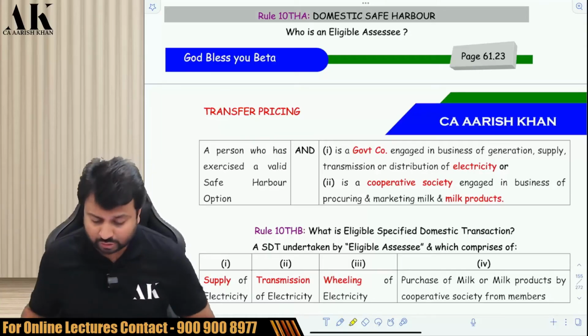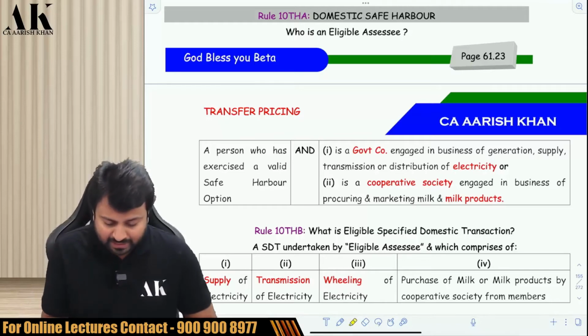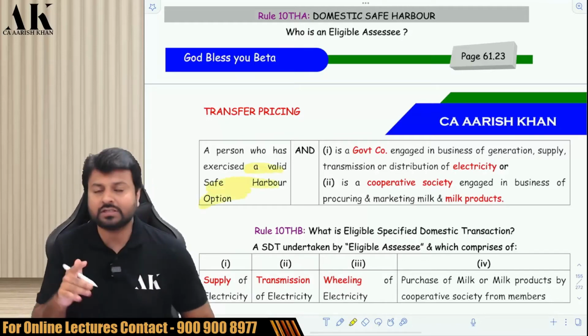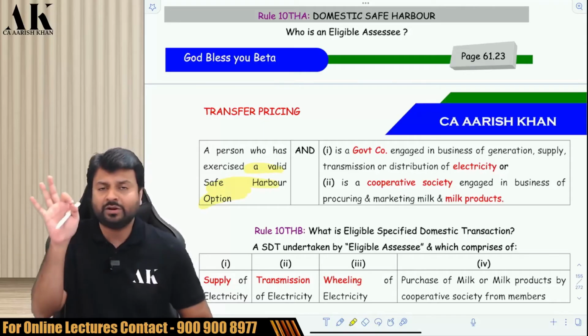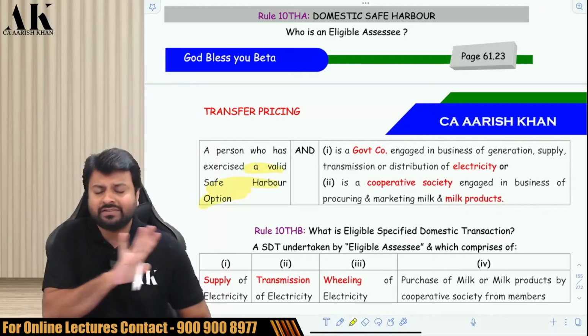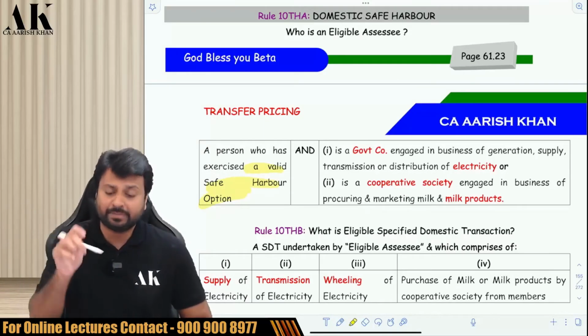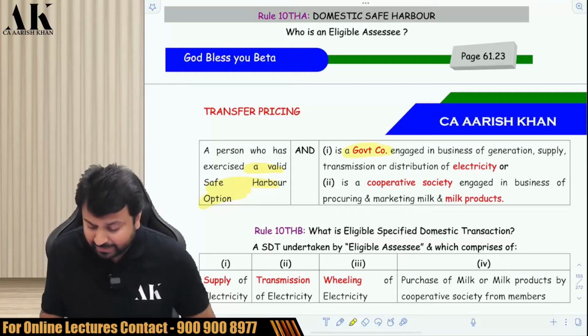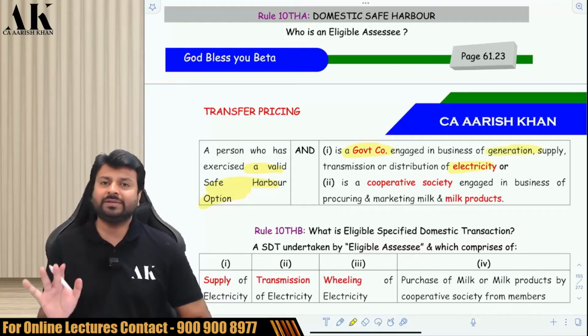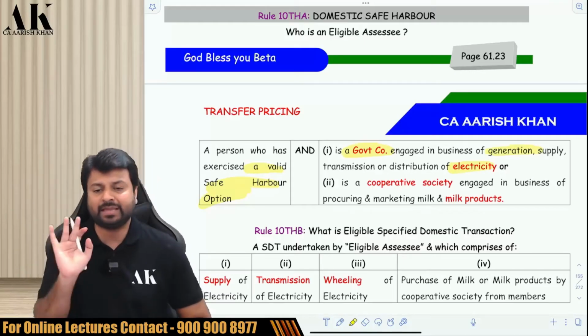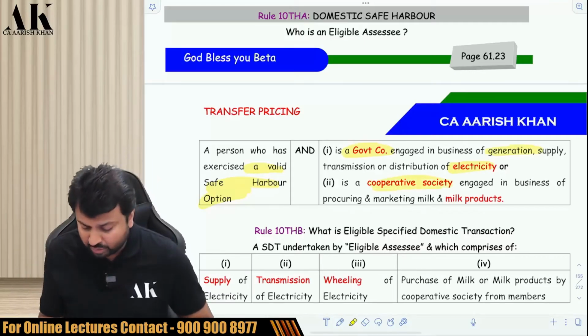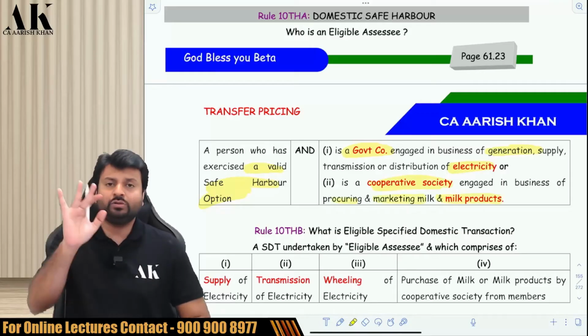So who are the assessees to whom this benefit has been given? A person who has exercised a valid safe harbor option. First of all, you have to exercise the option of safe harbor. Then only safe harbor provisions are applicable. Otherwise, they are not applicable. It is applicable to a government company engaged in the business of generation, supply, transmission or distribution of electricity, and also to a cooperative society engaged in procuring and marketing milk and milk products. So it is applicable to these two kinds of assessees.